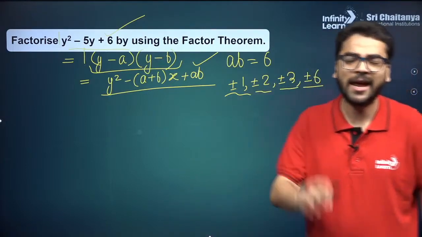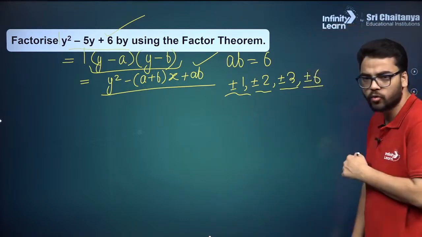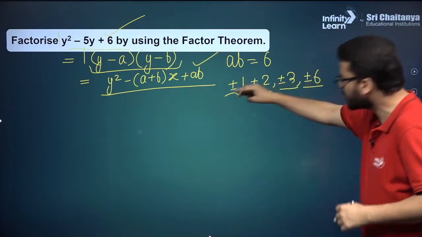Hello Ajit, welcome to the session. Is it clear? This is known as something called integral root theorem, that the possible zeros are this.